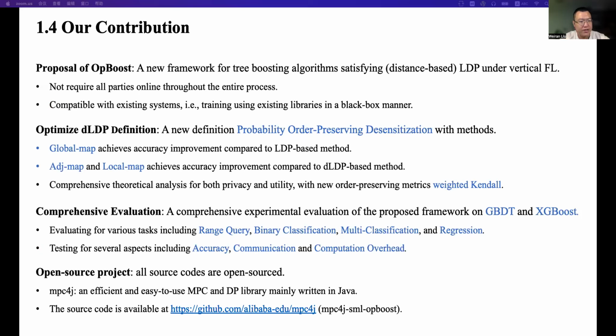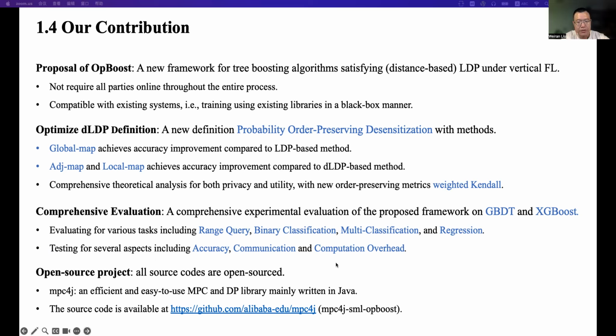We conduct comprehensive theoretical analysis for both privacy and utility with the new order preserving matrix weighted kernel. To demonstrate the effectiveness of OP-Boost, we have a comprehensive experimental evaluation on GBDT and XGBoost. We evaluate various tasks, including range query, binary classification, multi-classification, and regression, for several aspects, including accuracy, communication, and computation overhead.